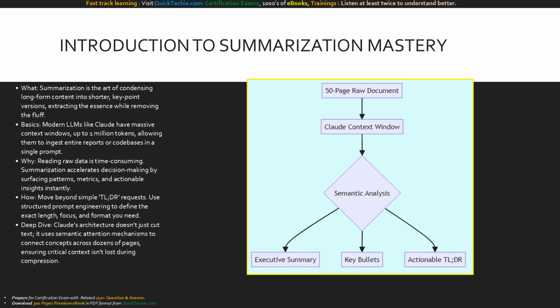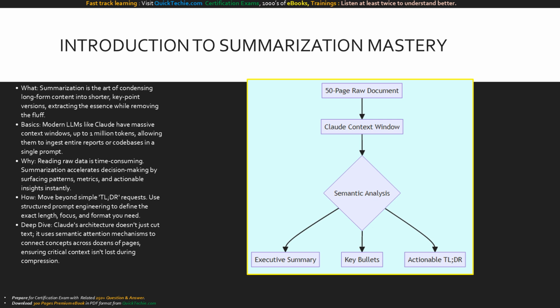Let's start with the foundation. What is summarization mastery? It is the process of condensing lengthy content into its absolute essence while removing the fluff. With Claude's massive context window of up to 1 million tokens, we can now feed entire 50-page reports into the AI at once. But why does this matter? Because reading raw data scales poorly.